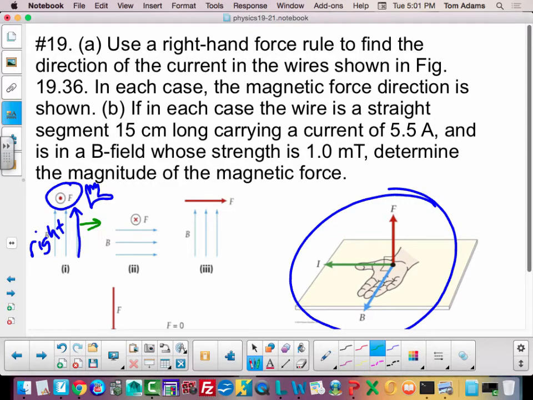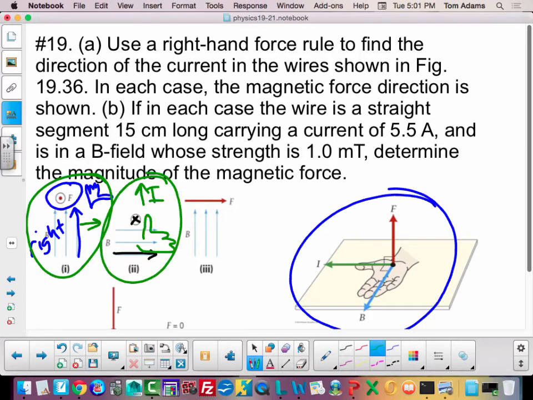On the next one, I'm going to point my fingertips in the direction of these blue lines. The palm of my hand, the force, is going to face into the board. When I draw my hand, my thumb points like this, so the current in this case will be going up. So this one goes to the right, this one goes upward.